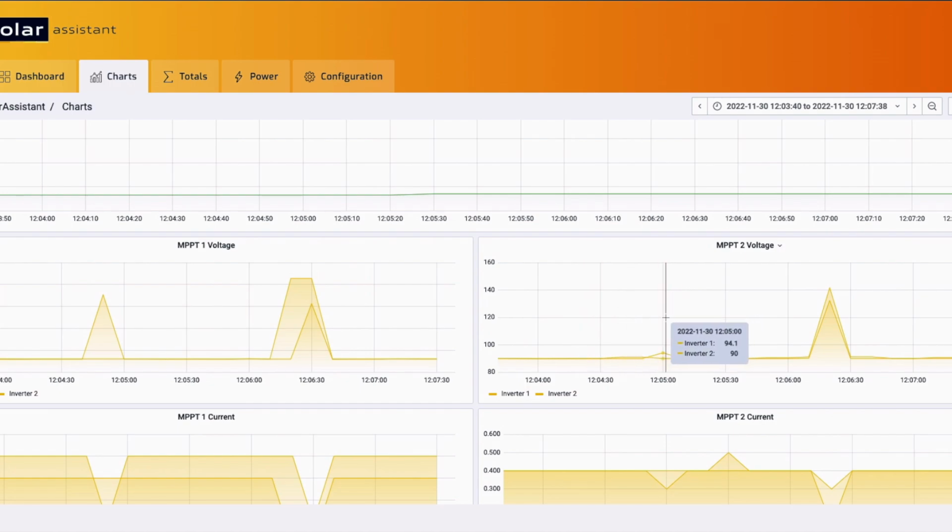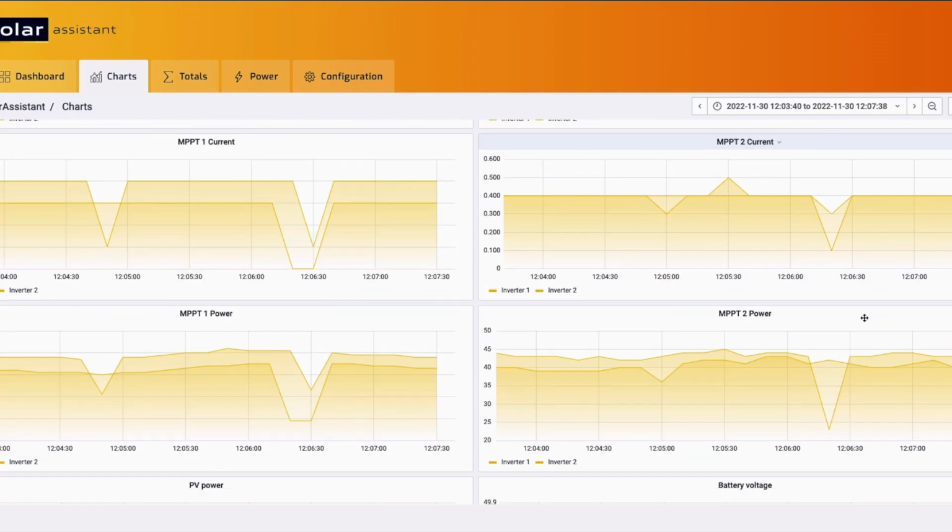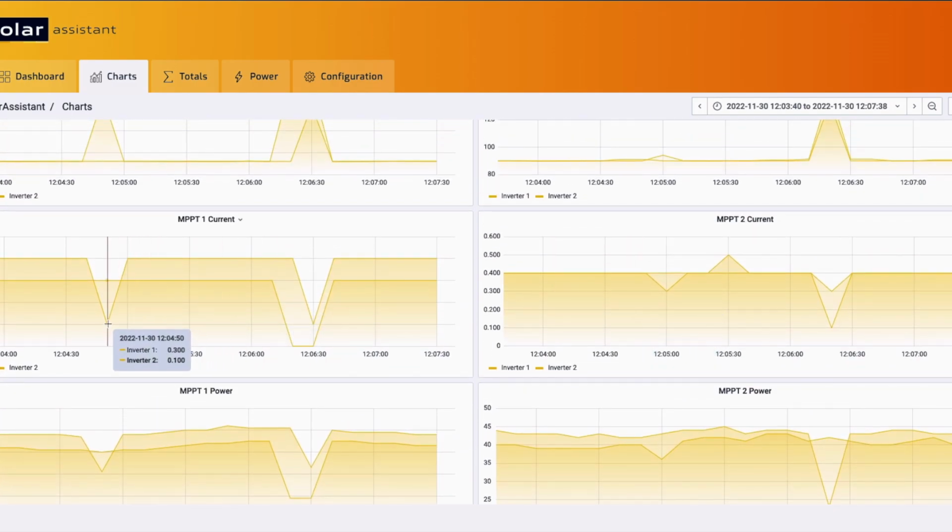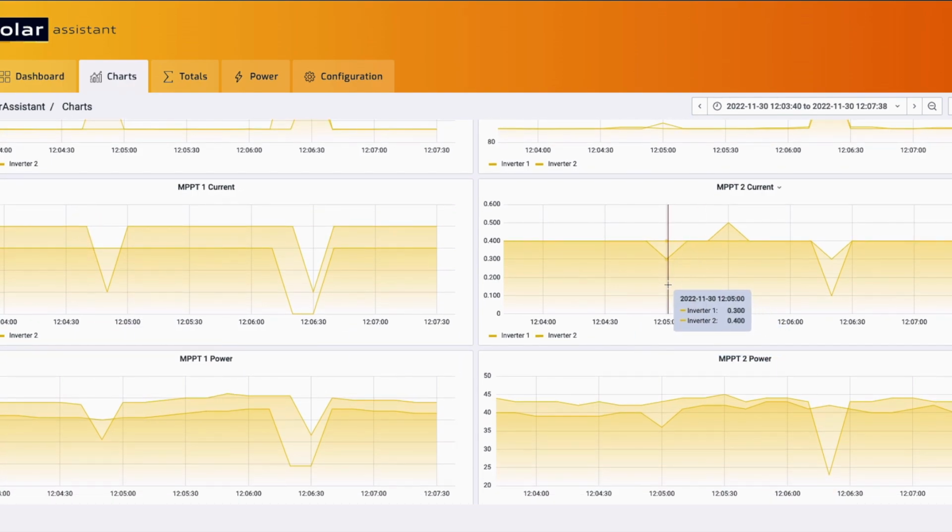Over here, at 12:04:50, nothing much. At 12:06:30, nothing much. You see the dips in the current. Not on that one. At 12:04:50, not really. And 12:06:30 coming back up.